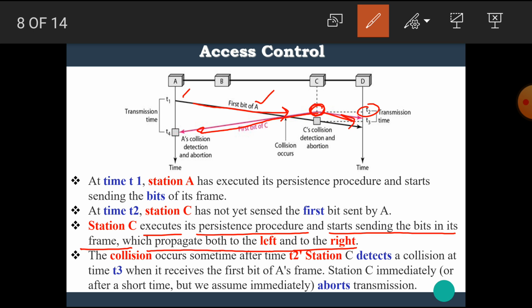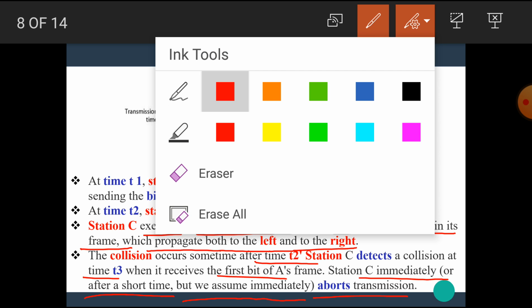The collision occurs sometime after time t2. Station C detects a collision at time t3 when it receives the first bit of A's frame. Station C immediately, or after a short time, but we assume immediately, aborts the transmission. That means here at time t3, the station C senses the first bit of A.